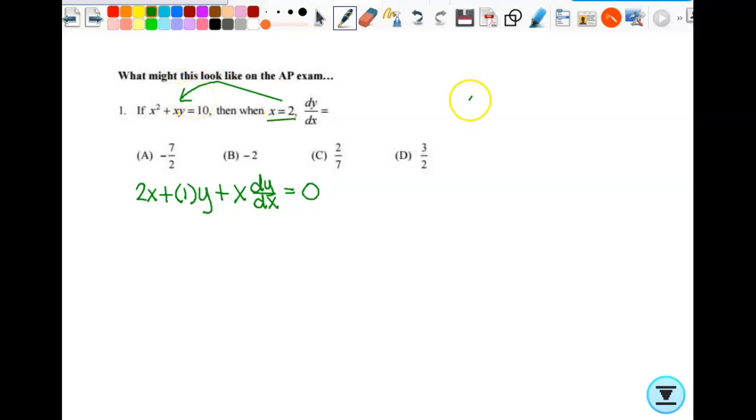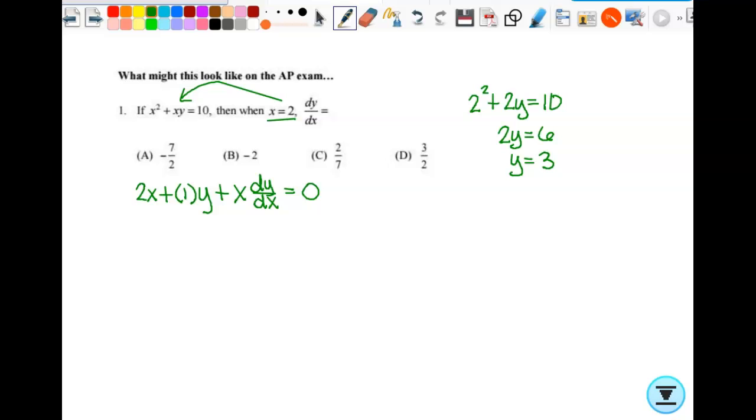So this is going to give me 2 squared plus 2y equals 10. So 2 squared is 4. When I subtract that over there, I'd get 2y equals 6. So y equals 3. So that's not so bad.